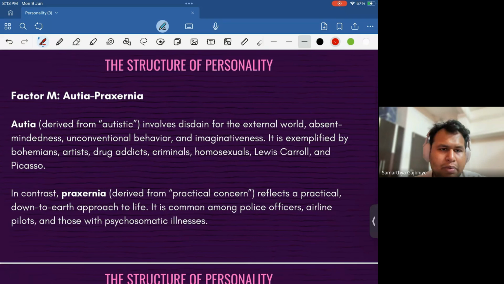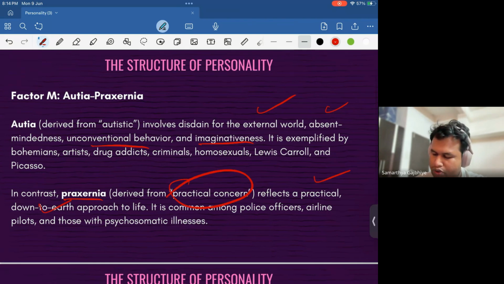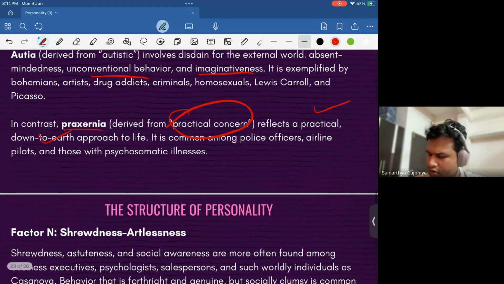Okay. Autia and Praxernia. What neologisms, yaar. Autia, derived from autistic, involves disdain for the external world, absent-mindedness, unconventional behavior, and imaginativeness. And Praxernia is a practical person, reflects a practical, down-to-earth approach to life. Okay, now tell me, more Autia or more Praxernia? Are you more practical or more Autia?